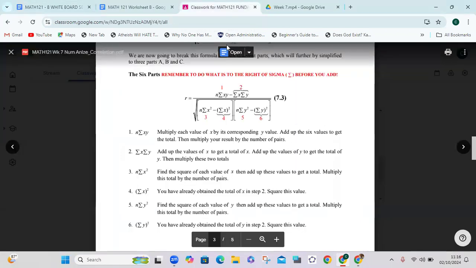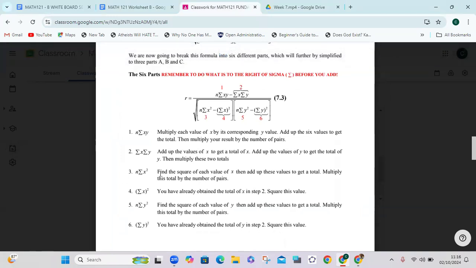So let us see how to get the third number now. Bear in mind, we've got 6 numbers to get. So now we're on the third number. It says that you've got to find the square of each value of x, then add up these values to get a total, then multiply this total by the number of pairs. I repeat, first you square the x values. Whenever you see sigma, you have to start on the right of sigma first, and then you move towards the left. So you have to square first. Don't go and add. Always reserve add for last. So you square x, then you add, and then you multiply by n.